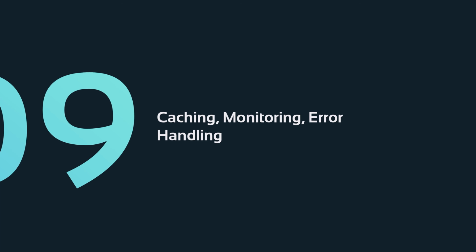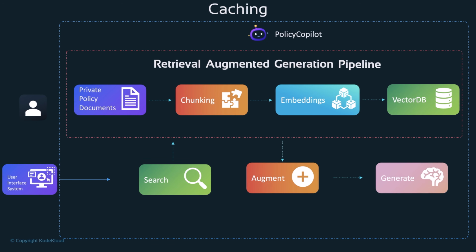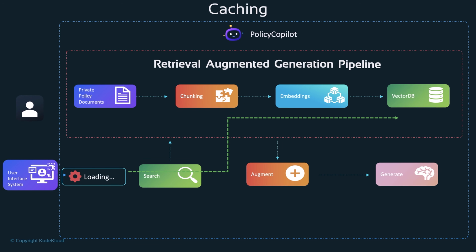This section covers the essential production concerns: caching to make systems fast, monitoring to know what's happening, and error handling to keep systems running when things go wrong. Let's start with a fundamental problem. RAG systems are slow. Every query involves multiple expensive operations: generating embeddings, searching vector databases, calling LLM APIs. Without optimization, a single query can take nearly a second.